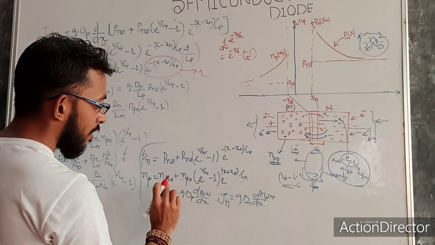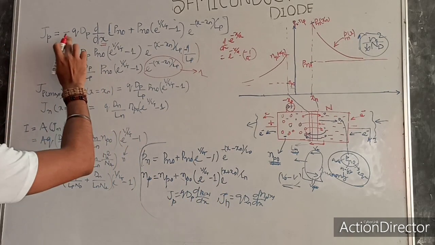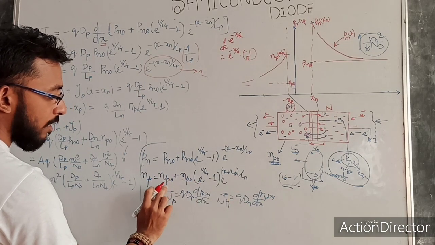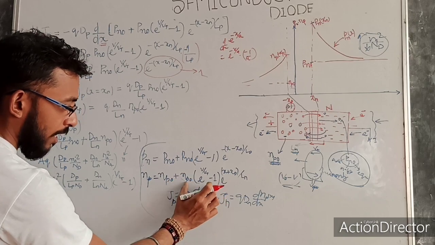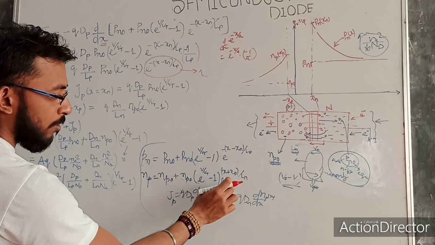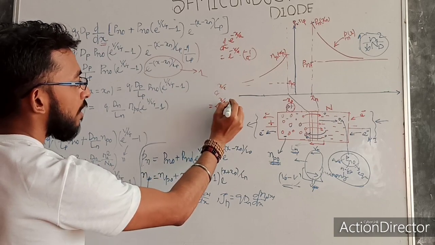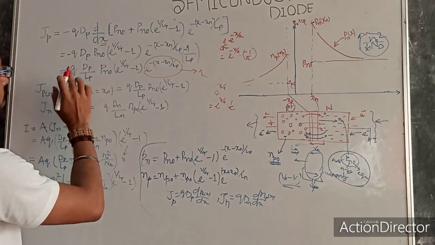Similarly, if I take the derivative of this one, in place of Pn I am putting Np. This is the constant, with derivative 0. This constant is taken outside. This is the derivative of e power x by a, so simply e power x by a into 1 upon a. No negative sign here, no negative sign.